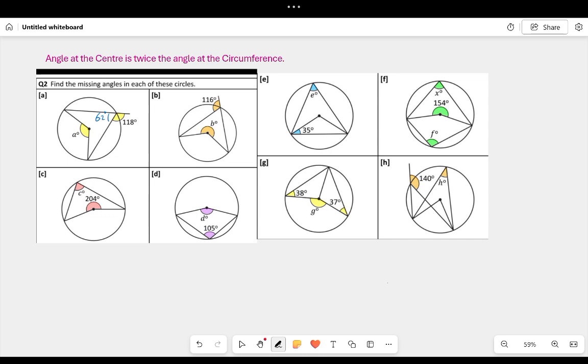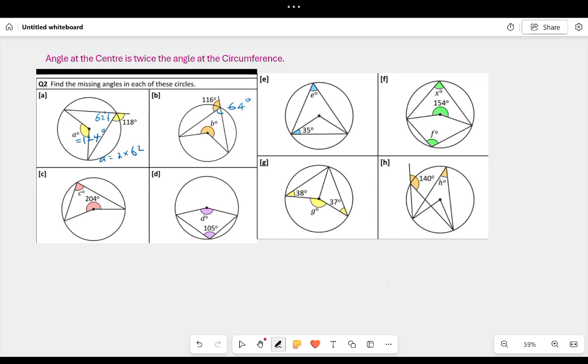So the angle at the center is twice the angle at the circumference. What it means is, for me to get A, it is actually 2 times 62. So A will be equal to 2 times 62, which is equal to 124. So A is equal to 124 degrees. Now, next is almost the same way. 180 minus 116 is actually 64 degrees.